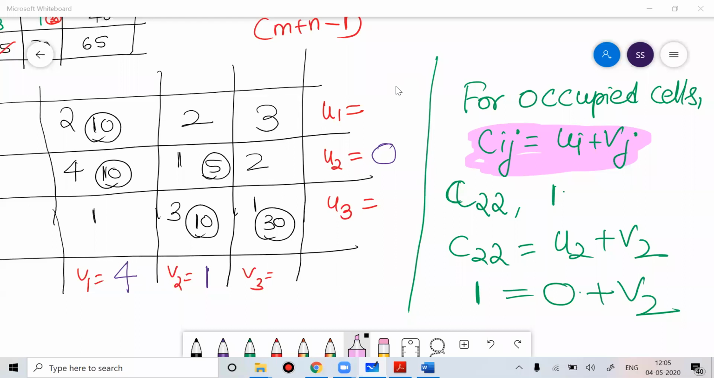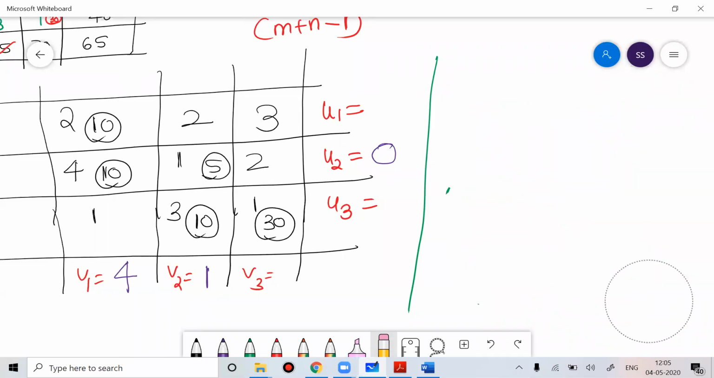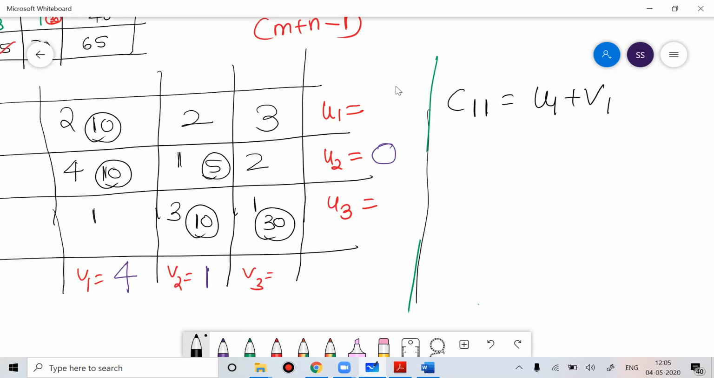Now once you get the value of V1, I can find the value of U1 also. What would be the value of U1? Once I find the value of V1, I can find the value of U1. You know that C11 is equal to U1 plus V1. Now C11 is 2, U1 we don't know, V1 is 4. So U1 is equal to -2. So I can put the value of U1 equal to -2.